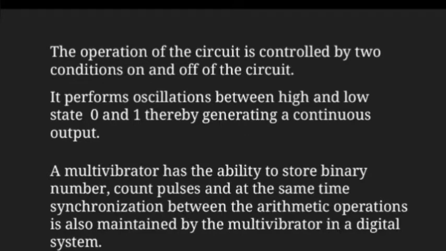The operation of the circuit is controlled by two conditions, on and off. It performs oscillation between high and low states, 0 and 1, thereby generating a continuous output. A multivibrator has the ability to store binary number count pulses, and at the same time synchronization between the arithmetic operation is also maintained by a multivibrator in a digital system.